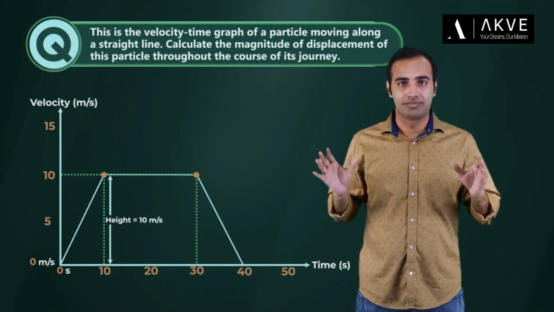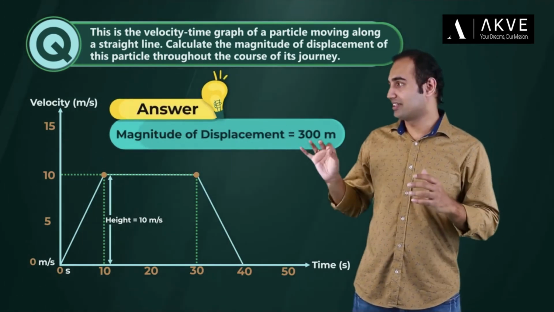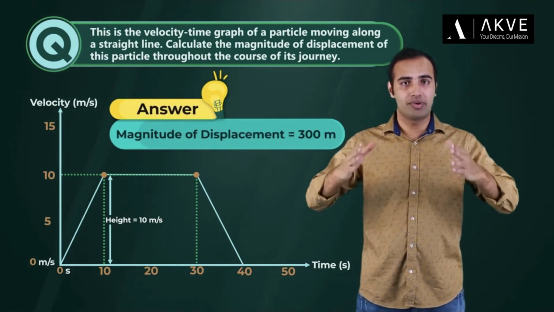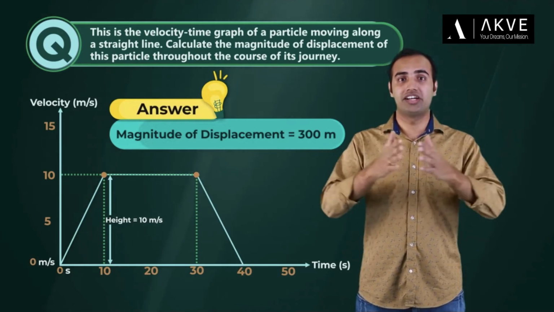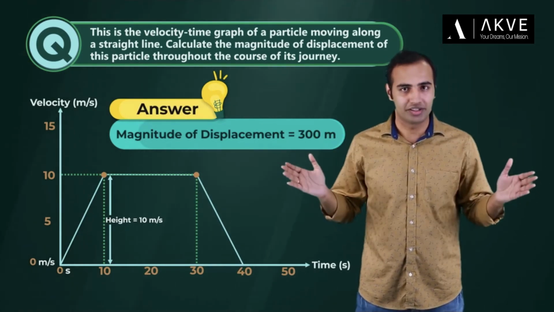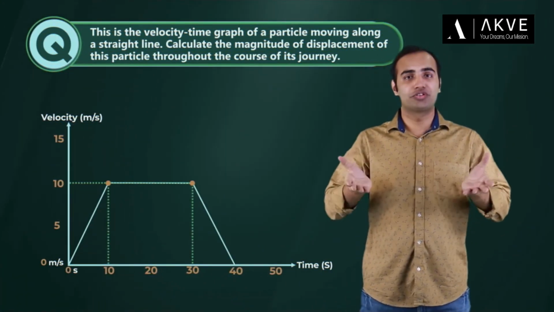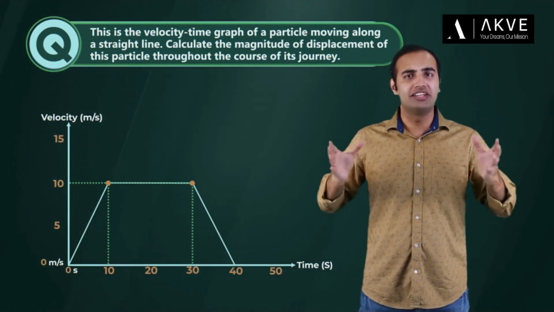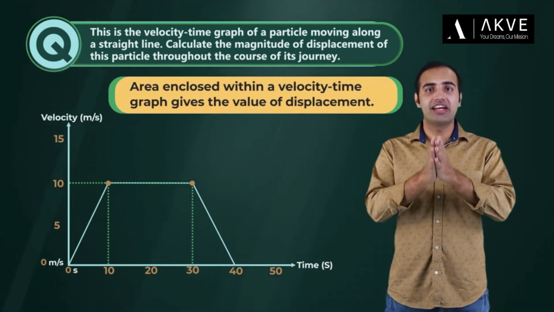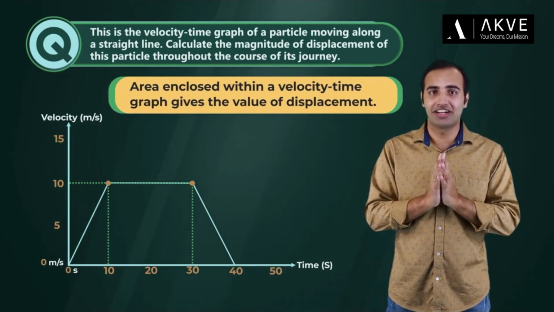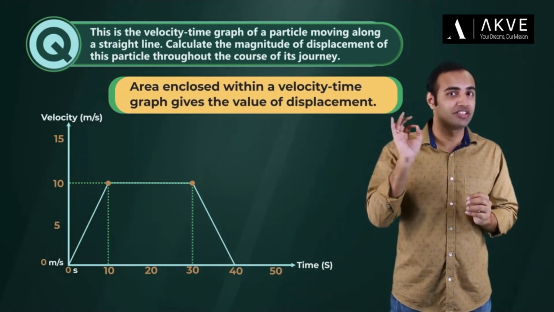Okay guys, time's up. The right answer to this question is 300 meters, which means this particle covers a displacement of 300 meters throughout the course of its journey. Let's go ahead and see the solution now. So, how do we solve this problem? Well, you see, it's very easy. We already know that area enclosed within the velocity time graph essentially gives us the value of displacement.